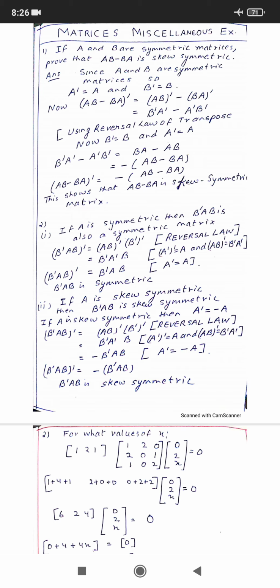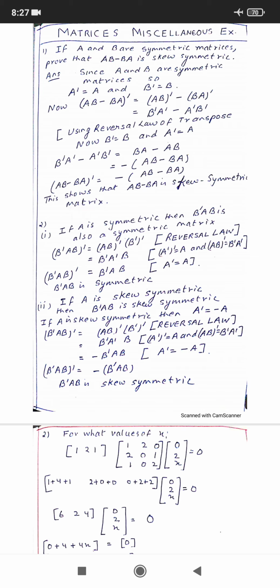Second question: if A is a symmetric matrix, then we need to prove B dash AB is also a symmetric matrix. How are we going to prove it? Please see, B dash AB whole dash, using the reversal law of transpose, this AB whole dash will come first and dash of B dash will come second. The place of AB is taken by B dash and the place of B dash is taken by AB. Now AB dash again uses the reversal law and it becomes B dash A dash.